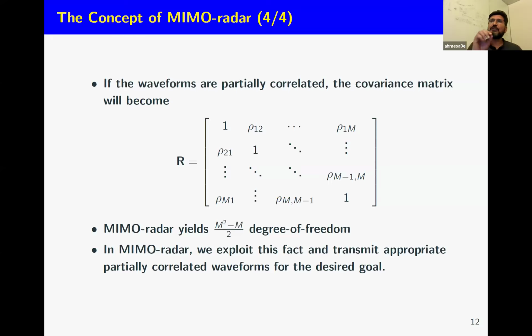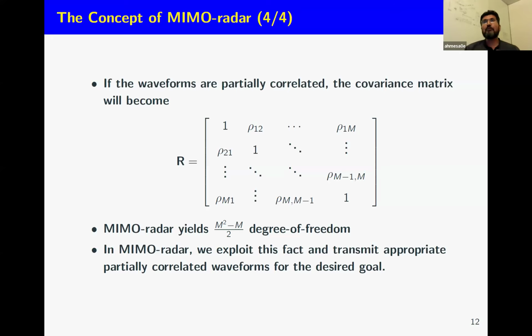We want to transmit the same power from all the antennas. If you allow different power from different antennas, you will get more degrees of freedom. But I'm saying that I want to transmit the same power from all the antennas. So in that case, we get (M square minus M) divided by 2 degrees of freedom. If M is equal to 10, then it will be 100 minus 10, 90, divided by 2, 45. So we get 45 degrees of freedom.